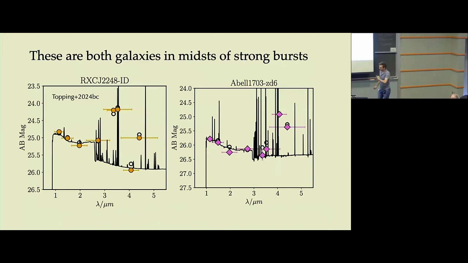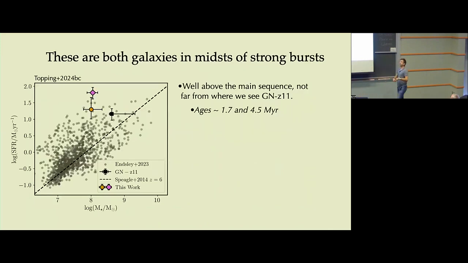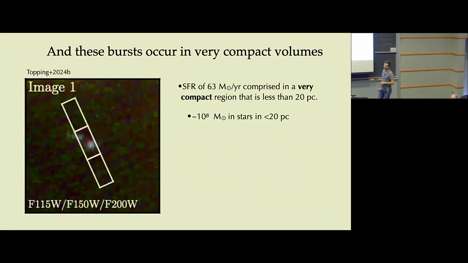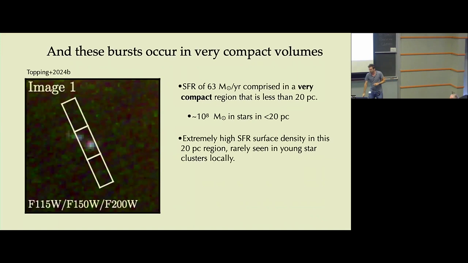We see they are in the midst of extremely strong bursts of star formation. They're well above the main sequence, dominated by stellar populations of just 1 to a few million years. And these bursts are happening in extremely compact volumes. We have a star formation rate of about 60 solar masses per year in just 20 parsecs. So we have an extremely high density of O stars in these systems that has almost never been seen in young star clusters locally, particularly those of the metallicities seen here.